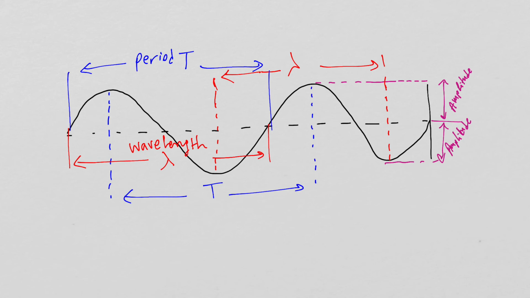And finally, the wave speed is the speed of propagation of a wave, and it is related to its wavelength and frequency or period. So the speed is the product of the wavelength and the frequency, and we know that frequency is equal to 1 divided by the period, so the wave speed is also equal to the wavelength divided by the period.